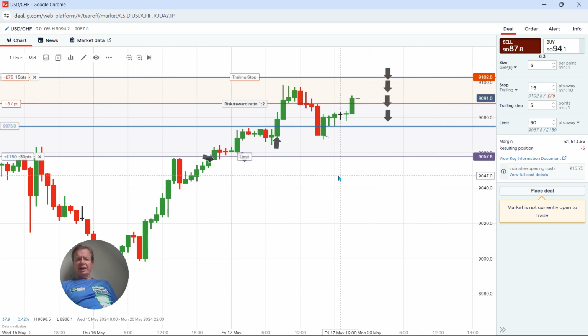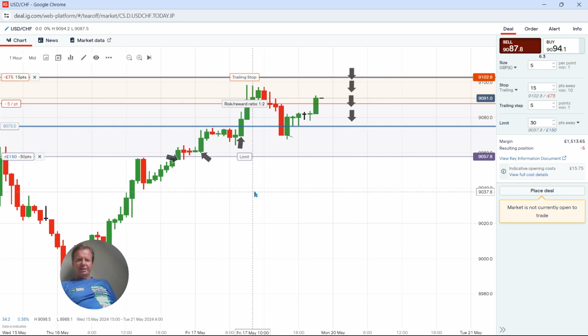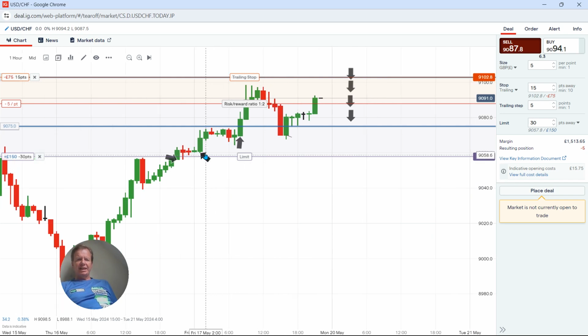But let's look at what can happen. So we're starting up here, and I'm hoping for the price to fall down. And I'm looking to get here to the limit where the arrow is. So that's approximately 30 pips. It's 9057.8. Now say if it doesn't quite hit that point. So say, for example, if it hits here where the arrow is, and that's at 9060. So I've just missed out on hitting my limit.